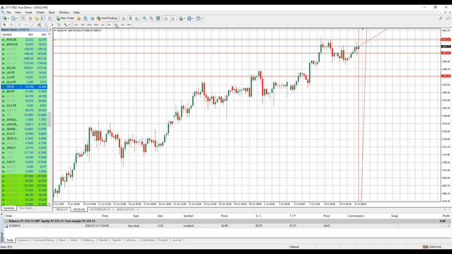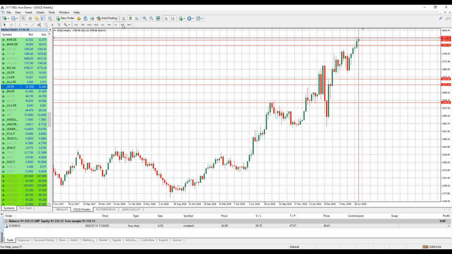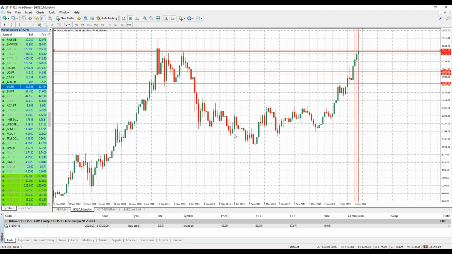So if we look at 4-hour candles, one day candles, 1 week candles, there's no resistance in sight on gold. Okay, so if gold breaks past and 1 month candles, now we find resistance. The next resistance, if it breaks that 4-hour, 1-hour candle resistance, is way up at 1900 plus.